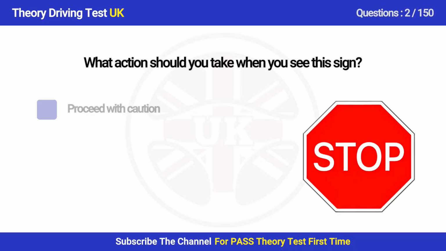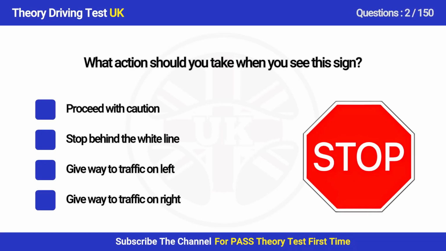Question 2. What action should you take when you see this sign? A. Proceed with caution. B. Stop behind the white line. C. Give way to traffic on left. D. Give way to traffic on right.